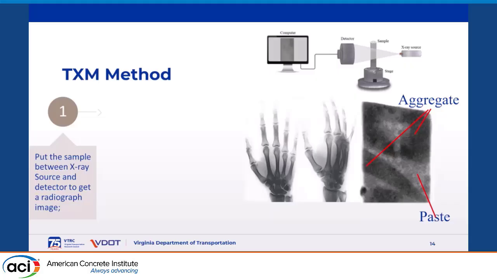The same thing happens in the concrete. The aggregate is a denser material, so you can see it as darker. The paste is a little bit lighter. And then if we have air voids, they should be pure white or close to white, right?